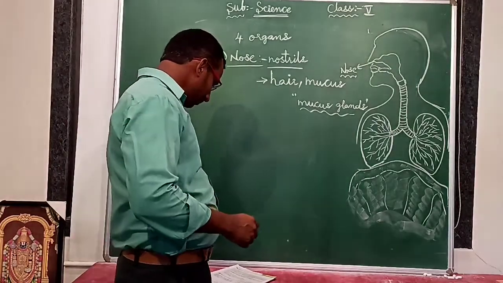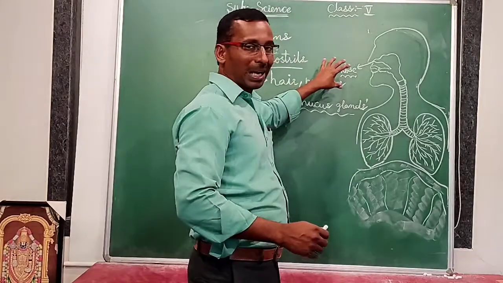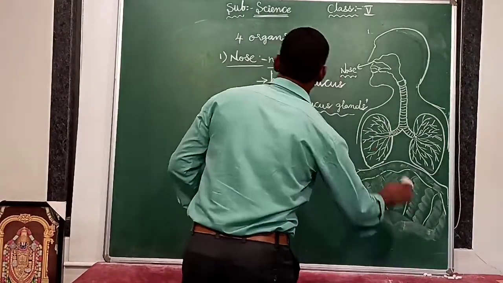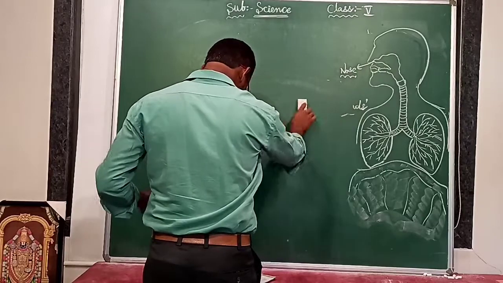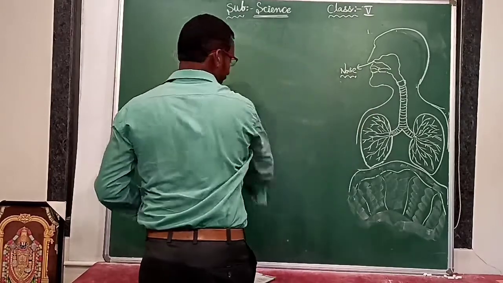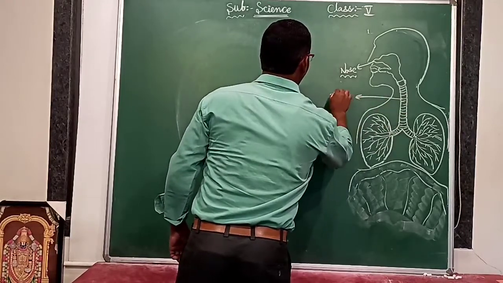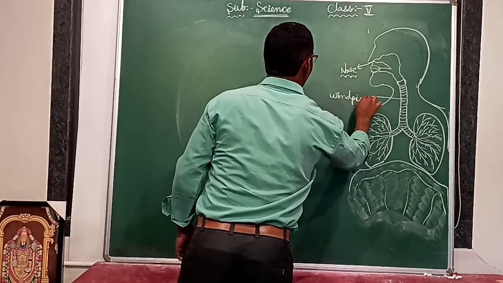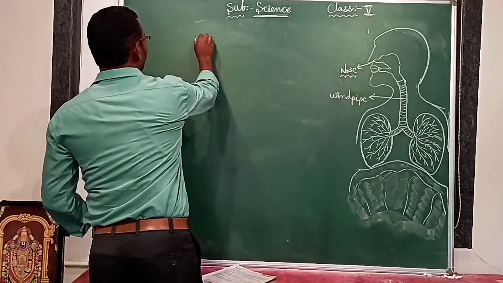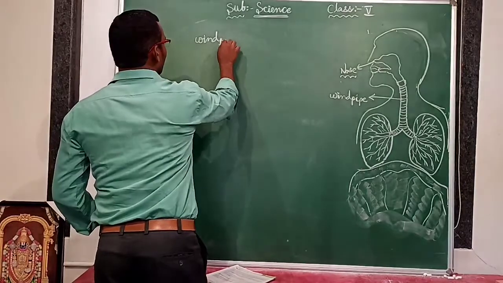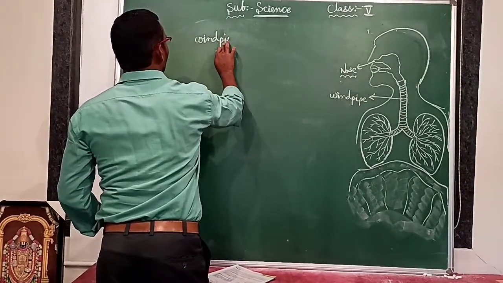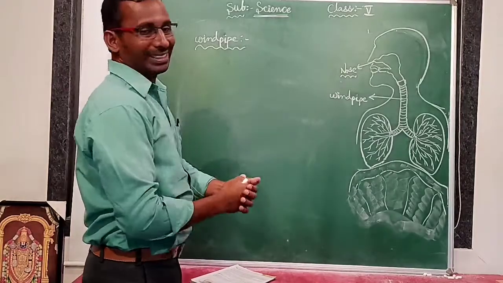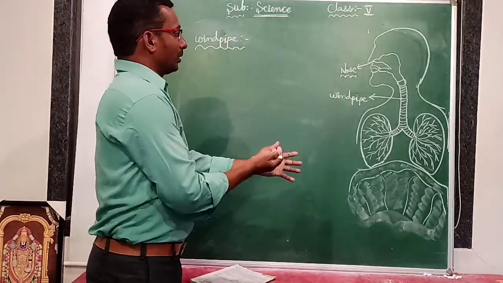Okay, next. This nose or mouth pipe is connected to the windpipe. Next part, what is the next part? Windpipe. This is the windpipe. We are discussing the windpipe, the second part.